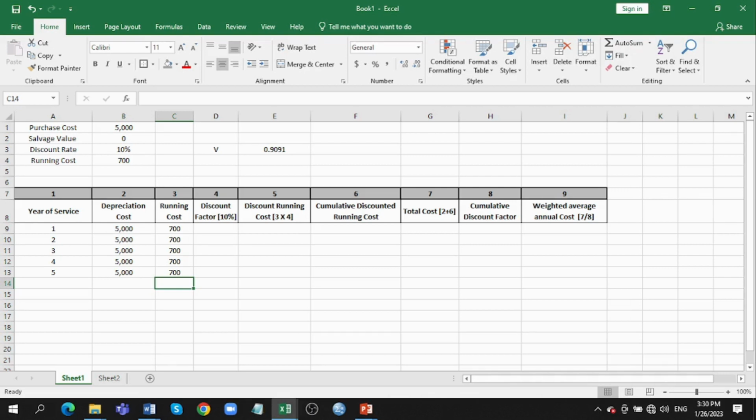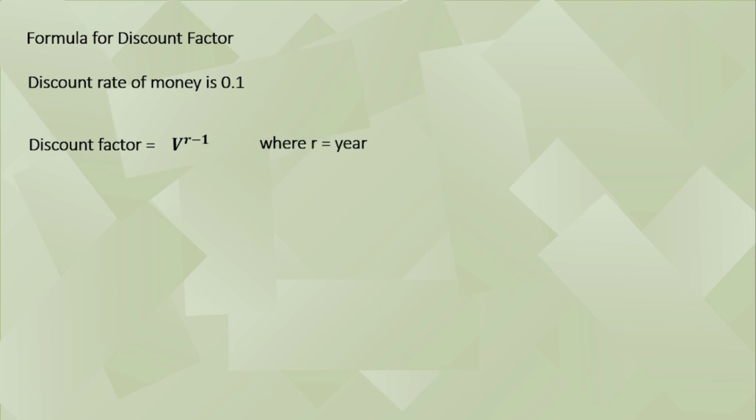We have a formula on this one. So, formula for discount factor. The discount rate of money is 0.1. Remember that it is 10%. We just have to convert that one into decimal, so we have 0.1. Now, for our formula, our discount factor is equal to V raised to the power of R minus 1, where our R here represents your year, the year of service. Then our V here represents the value.